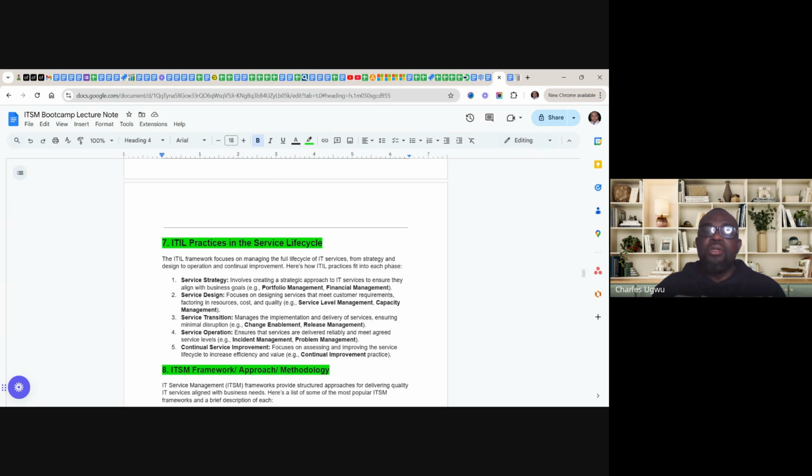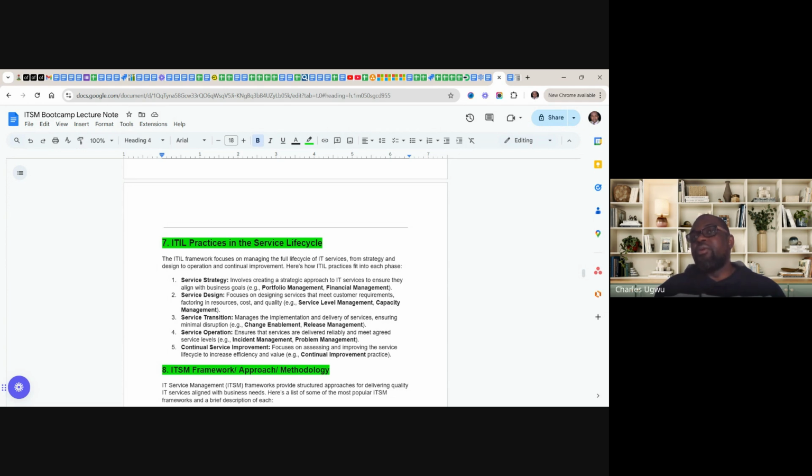So for example, service level management, capacity management. This is where you start designing whichever service approach you want to use. After designing, the next thing is service transition. Manage the implementation and delivery of services, ensuring minimal disruption, such as change enablement and release management. So that is what service transition is.